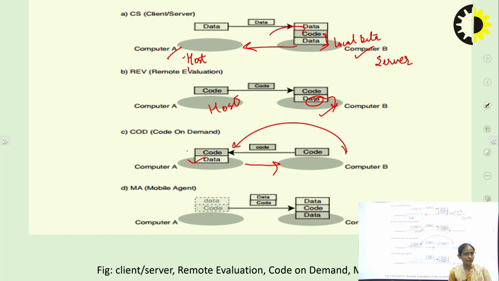Whereas in the case of the mobile agent, both data and code are in transition or movement over the network. Now what is happening in this case? In this case, the data and code are both transferred to computer B along with the local data available at computer B.